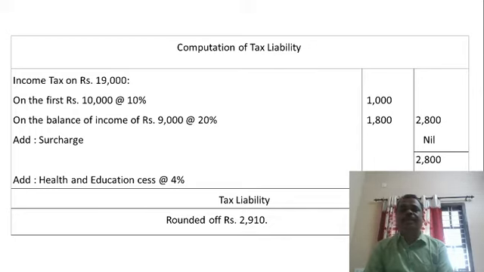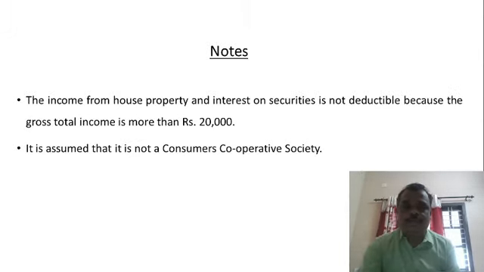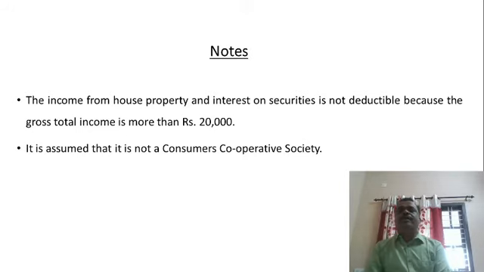2,800 is the tax liability. Calculate 4%, 112. Total tax liability is 2,912. So, to get exemption under the head income from house property, gross total income should be less than 20,000. Then only the assessee, the cooperative society, will get exemption on the income from house property.